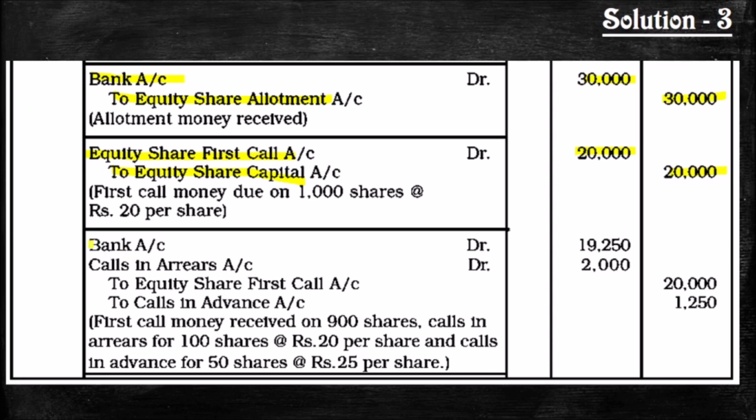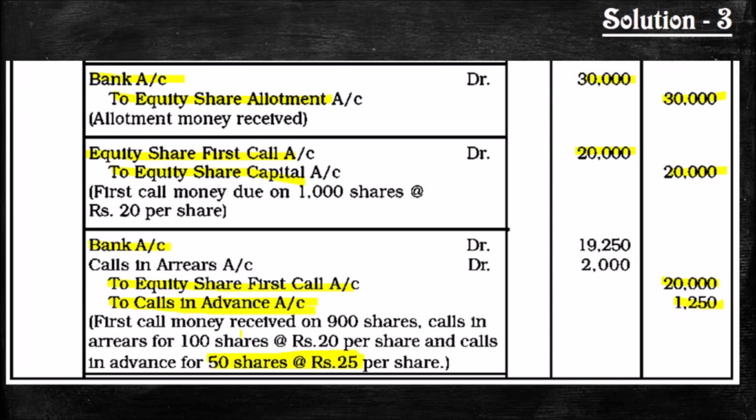How are we adjusting? Look at that entry. Normally, what entry will we write? Bank account debtor to equity share first call, and the amount will be 20,000. But as per this problem, there are calls in advance on 50 shares at rupees 25. So 50 into 25 means calls in advance 1,250. Once again, there is an advance on 50 shares at rupees 25. That is calls in advance, second call money received in advance with the first call. So we will write calls in advance, it is credited, and the amount will be credited 1,250.